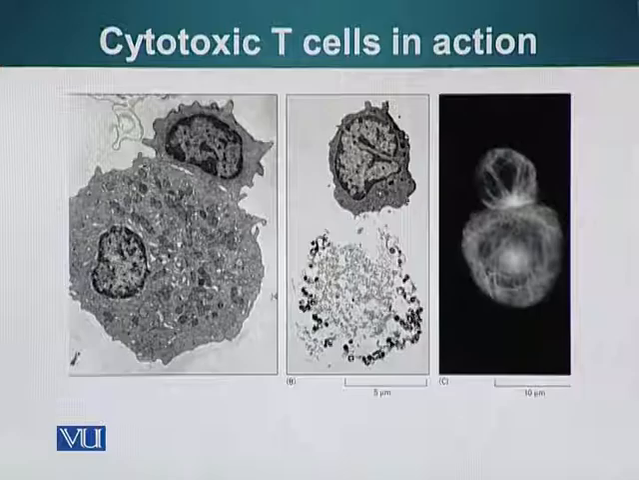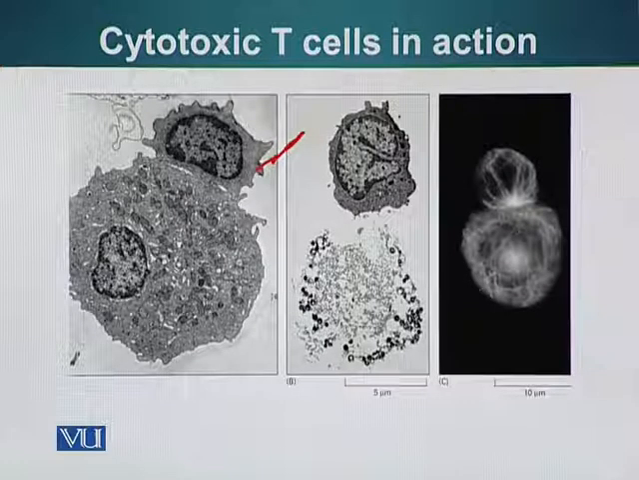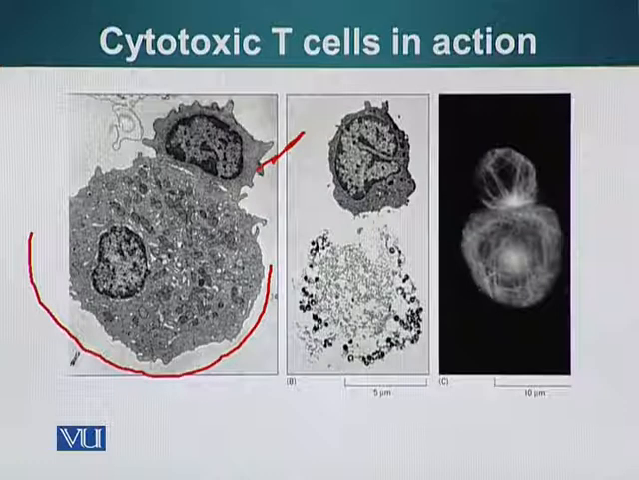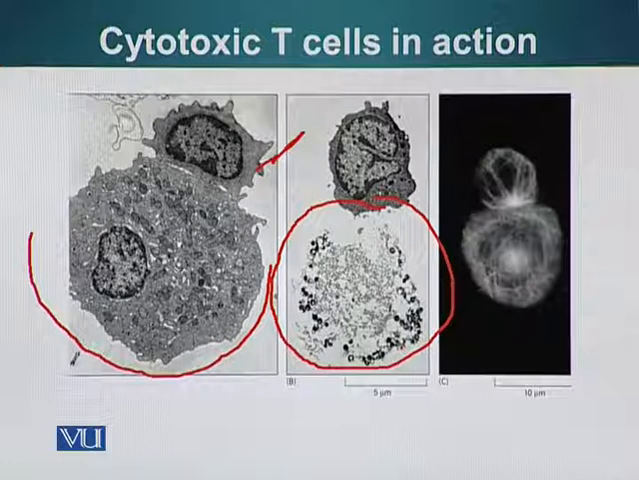Here are a couple of electron micrographs on your screen. You can see the cytotoxic T cell interacting. Here's a cytotoxic effector T cell interacting with the host cell. It has bound that cell. The cytotoxic T cell has bound a cell which is carrying an intracellular pathogen, for example, a virus. Here you can see the cytotoxic T cell has already destroyed that cell.